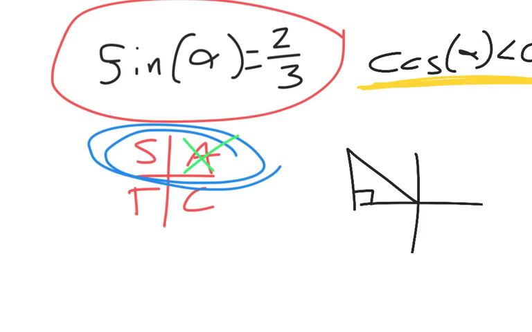And then again, I just set it up from there. Sine is the opposite over the hypotenuse. Find the missing leg, and then go through that whole process again.